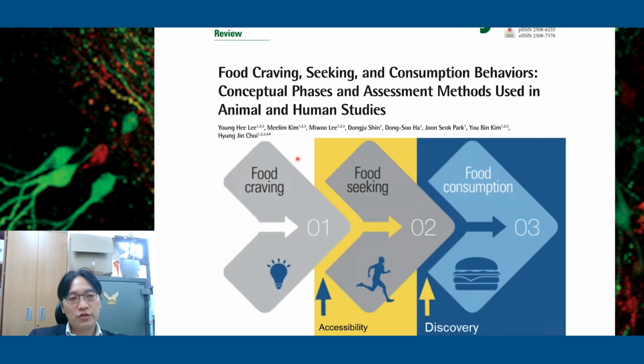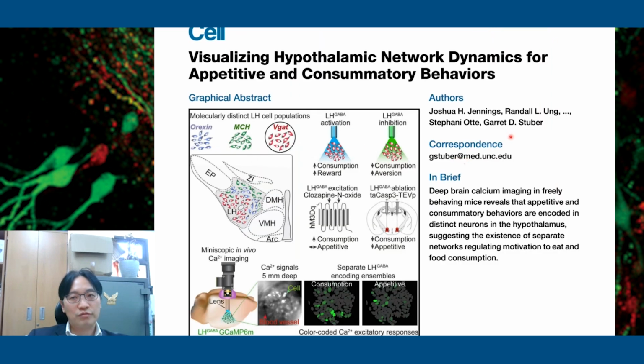Yeah, I've been studying this, and I suggest that craving, seeking, and consumption are three different phases of eating. And 10 years ago, Stuber's lab showed that in the lateral hypothalamus, there are consumption neurons and appetitive neurons separately. Let me show you the data.